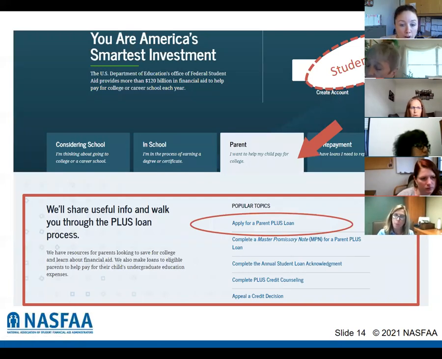So this is how parents apply for Parent PLUS loans. I do know that some schools also have internal applications for PLUS loans.